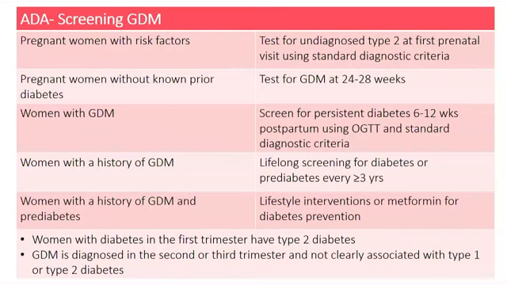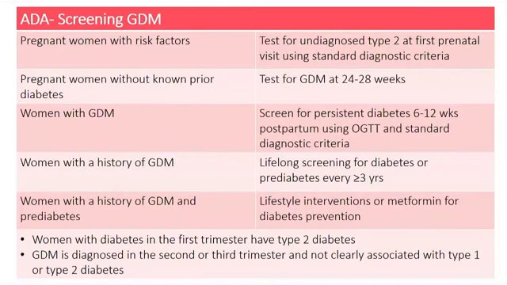And for those without known prior diabetes, test for GDM at 24 weeks. So those who don't have risk factors, you start between 24 and 28. But why do we pick 28 to do it most of the time?